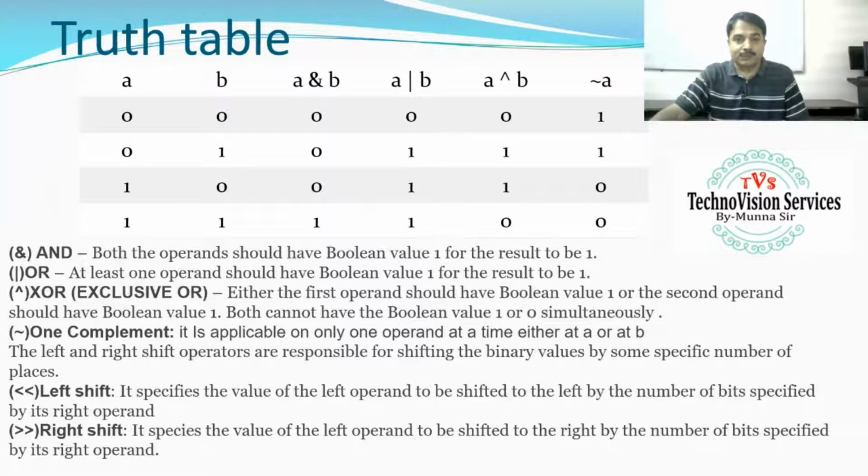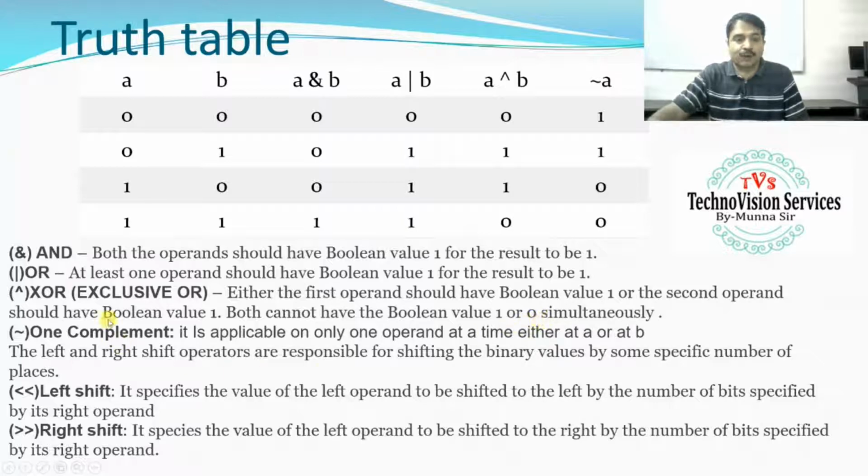How do they work? What are the basic requirements? Let's see. For bitwise AND, both operand values should have Boolean value 1 for the result to be 1. For bitwise OR, at least one operand should have Boolean value 1 for the result to be 1. For exclusive OR, we can say XOR, either the first operand should have Boolean value 1 or the second operand should have Boolean value 1. Both cannot have the Boolean value 1 or 0 simultaneously.